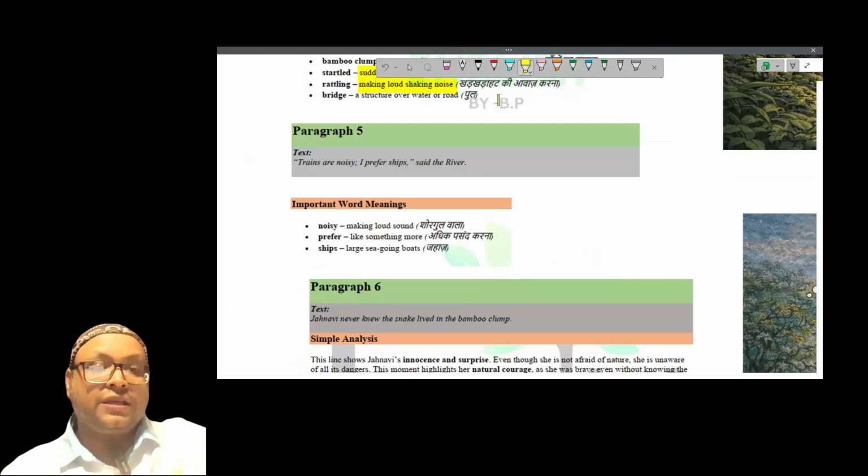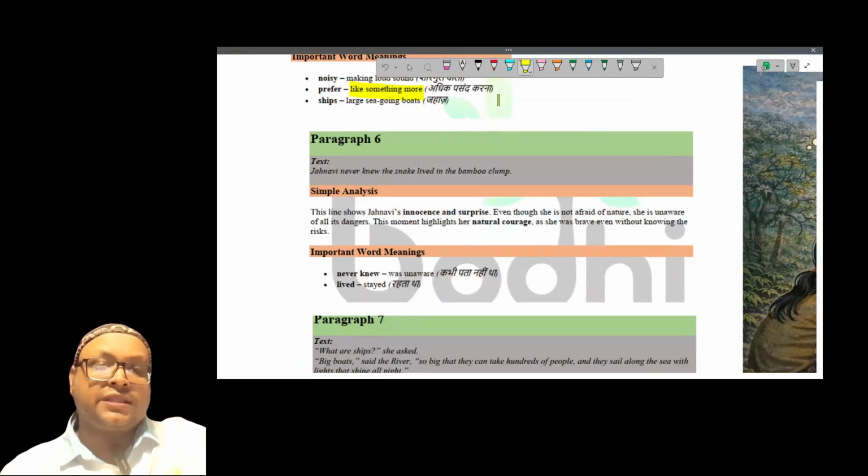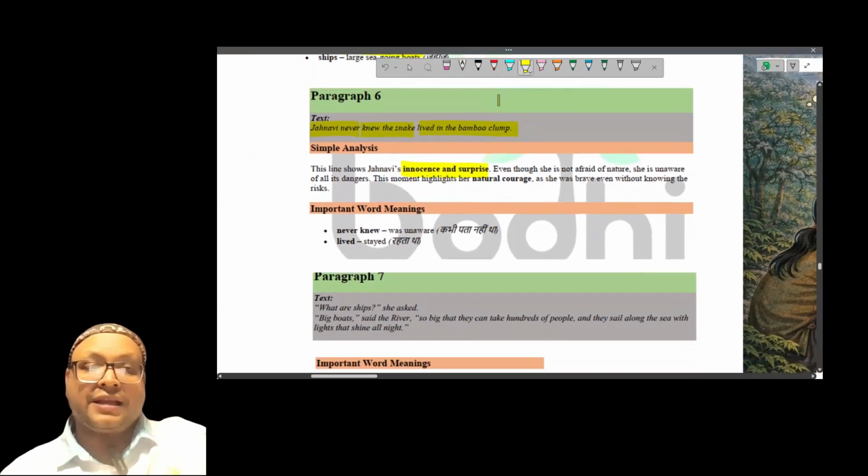Para 5 actually says, trains are noisy. I prefer ships, said the river. Now, according to the river, trains are noisy. That's why he likes ships. You know what? Prefer means you like something more than another. We have para 6 here. What does para 6 tell? Jahnavi never knew the snake lived in the bamboo clump. She was not aware of this. It shows Jahnavi's innocence and surprise that the snake lived over there.